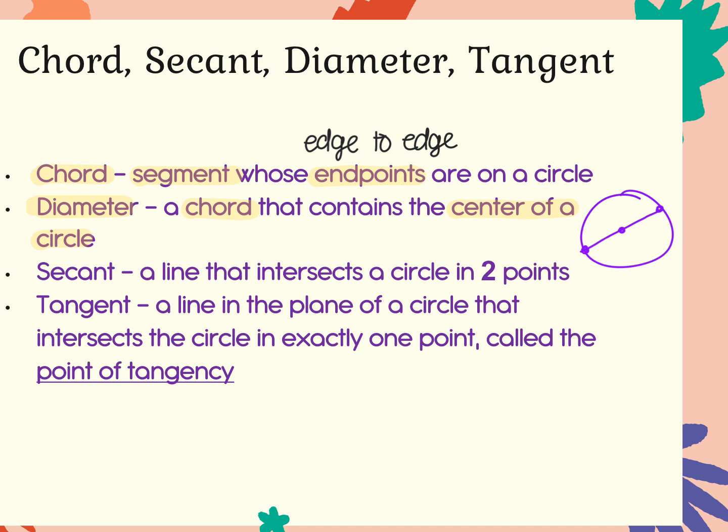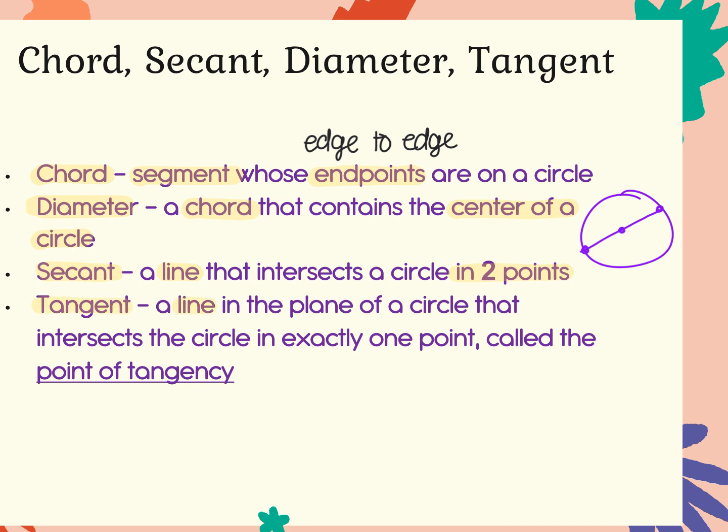Looking at the next one, I have a secant. Your secant is a line, and that is key. Remember the difference between a segment and a line. Your line continues on and on and on. Your segments have two endpoints. So your secant is a line that intersects a circle in 2 points. It intersects your circle at 2 points.